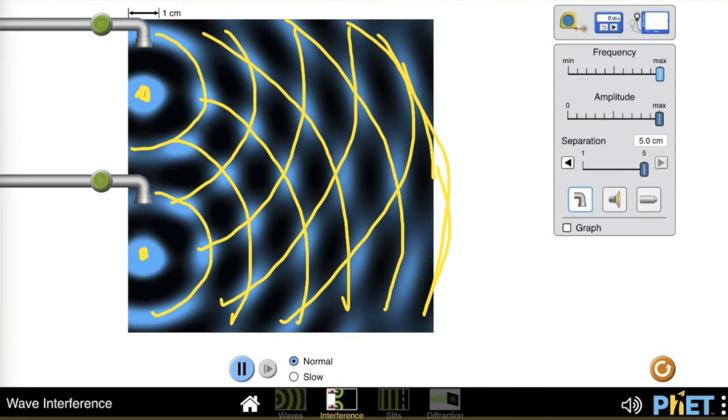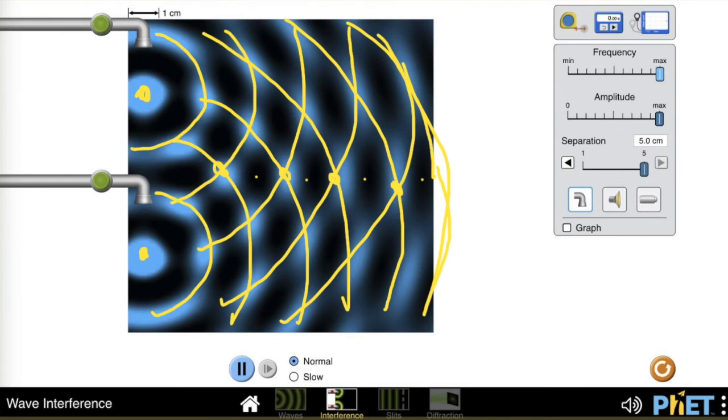Right down the middle between them, we have crest and crest hitting, right? Crest and crest hitting, and of course we also have in between here troughs and troughs hitting also. Okay, so that's an antinodal line right there.